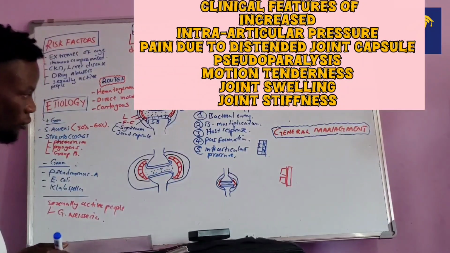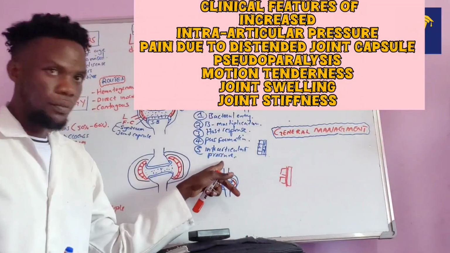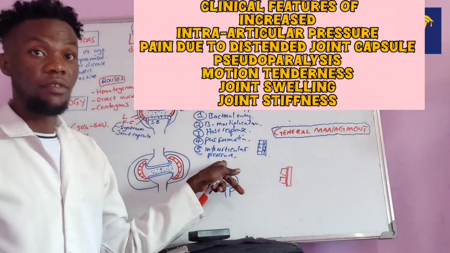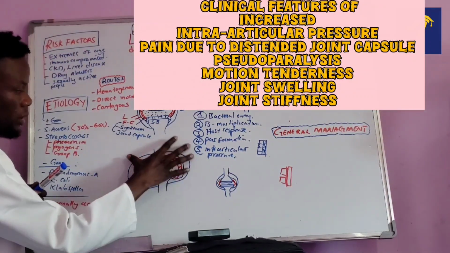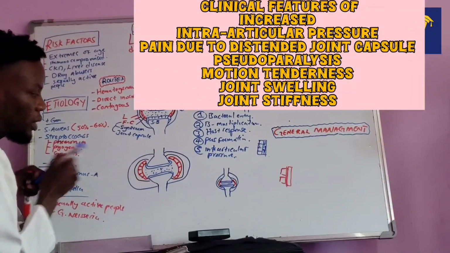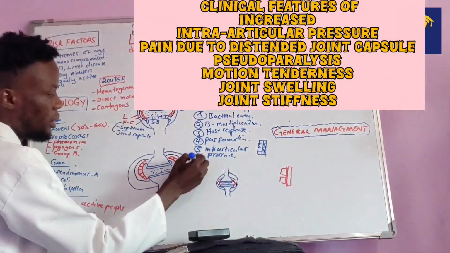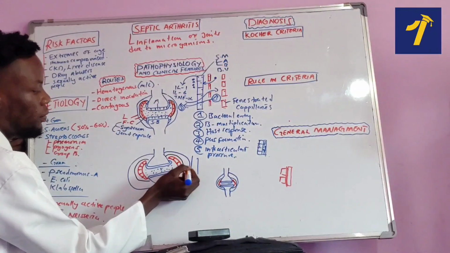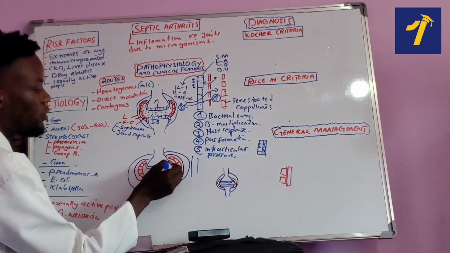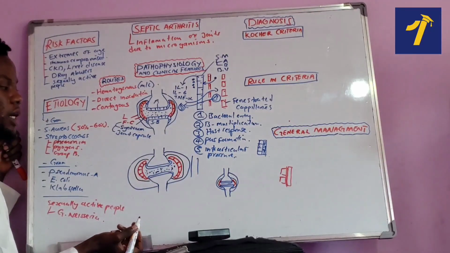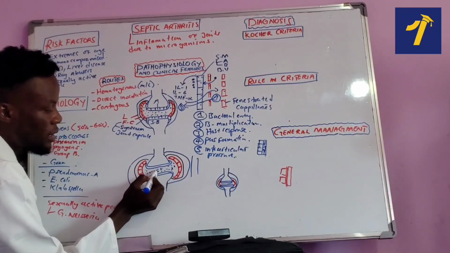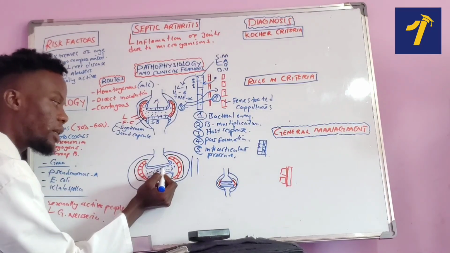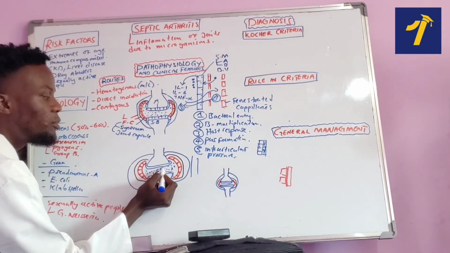Now this pressure has a lot of disadvantages. If you look at this joint here, the fluid which is here has entered into this joint. As you can see, since there is a lot of fluid and a lot of pus here, what do you think? There will be enlargement of what?